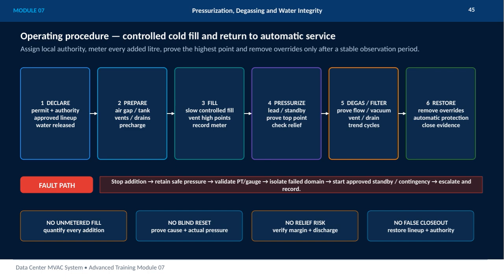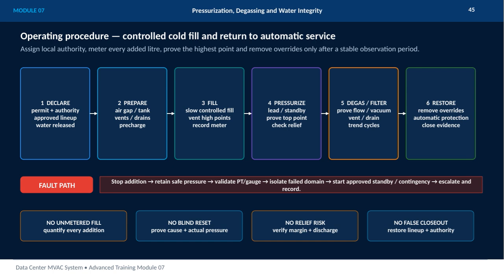The procedure breaks down into 6 clear steps. Step 1 is declaring the permit and authority along with an approved lineup and releasing water as needed. Step 2 involves preparation, checking the air gap, vents, drains, and precharging the system. Next, step 3 is a slow, controlled fill while venting high points and recording meter readings.